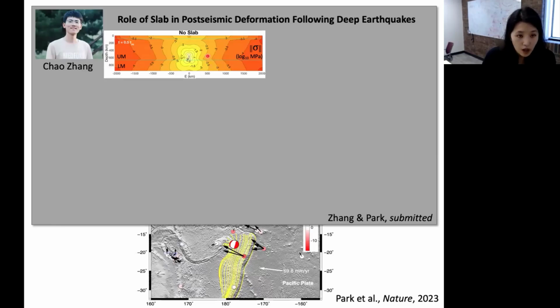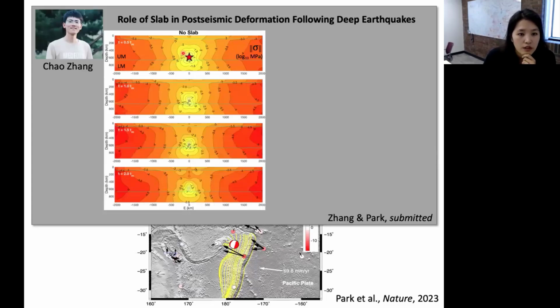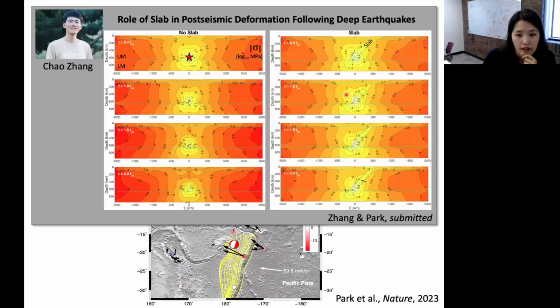Over time, if you don't have the slab, this is the case with no slab, here is the upper mantle, there's the lower mantle, and the earthquake is here. Over time, you see the stress decrease very efficiently, or it basically dissipates quite quickly. But if you have the slab in the system, we learned that that's not the case. Even after the same time has gone by, the stress level is still sustained, not only in the slab, but also outside the slab, meaning in the surrounding mantle.